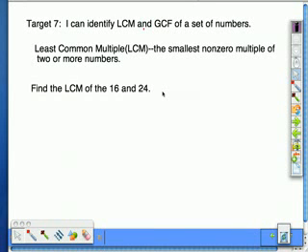Unit 7, Target 7. I can identify LCM and GCF of a set of numbers. LCM stands for least common multiple. This is the smallest non-zero multiple of two or more numbers.